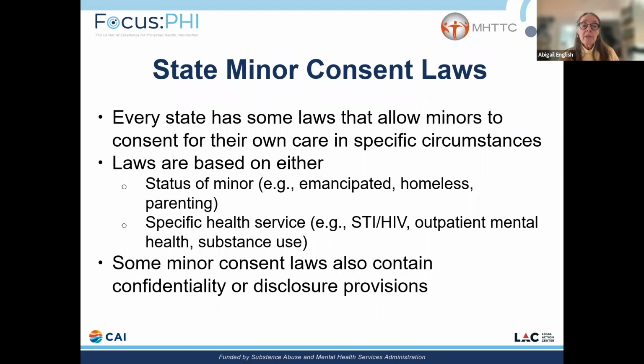This slide is here not because we're going to talk about the state laws today, but because the HIPAA privacy rule does defer to these laws in determining when parents may have access to their minor child's protected health information when these laws allow the minors to consent to their own care. And every state has some of these laws that are either based on the minor's status, for example, if they're homeless or they're a parent, or based on a specific service such as STI or HIV care, outpatient mental health, or substance abuse services. And some of these minor consent laws also contain specific confidentiality or disclosure provisions. So that needs to be taken into consideration in figuring out how the HIPAA privacy rule itself applies. Next slide.